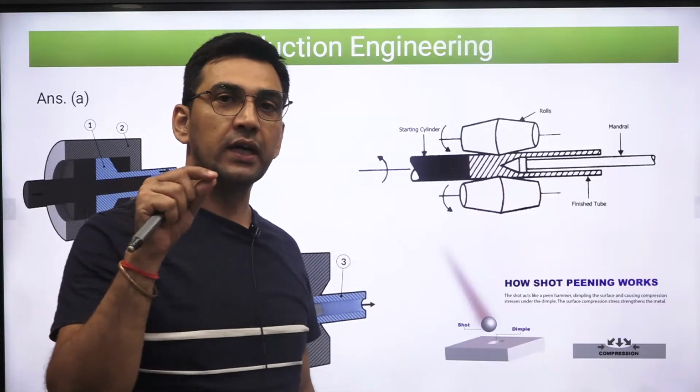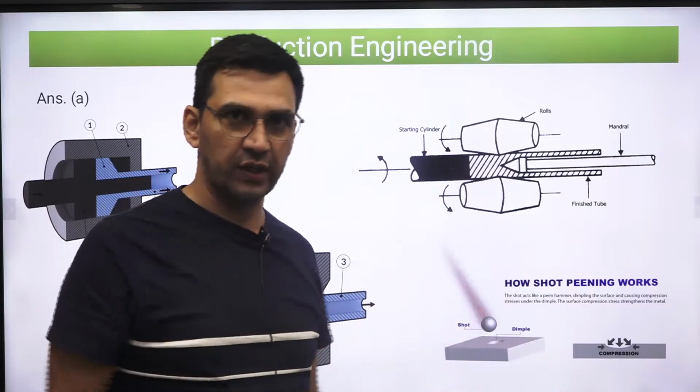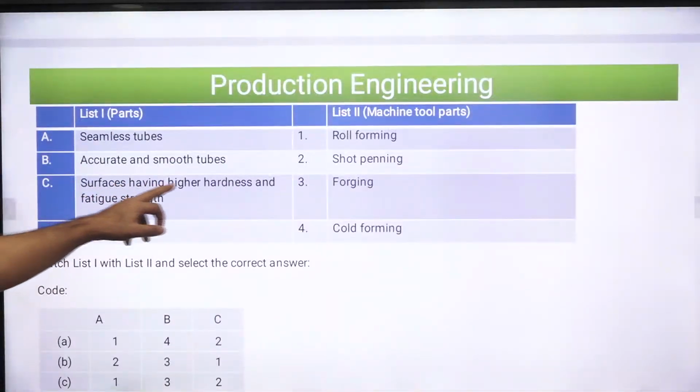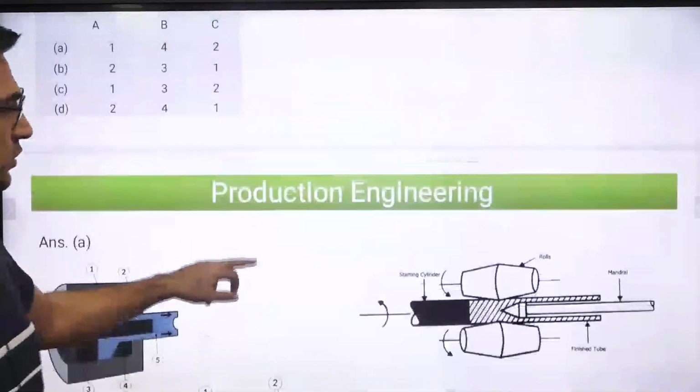And that way it creates fatigue resistance. That means cracks do not develop in such components which are in the compressive state. So that is the meaning of this. That is why, if you see surfaces having higher hardness and fatigue strength, how are you able to do that? By this process of shot peening.